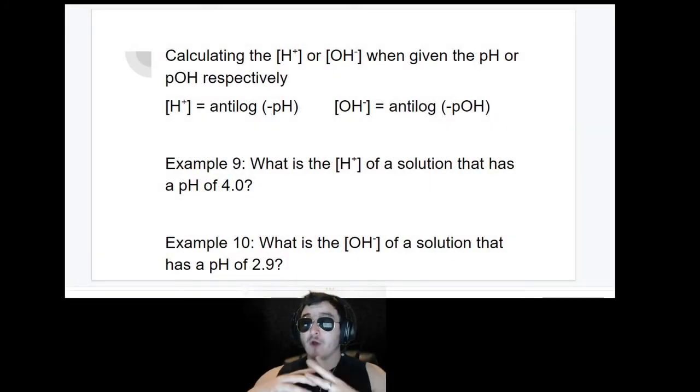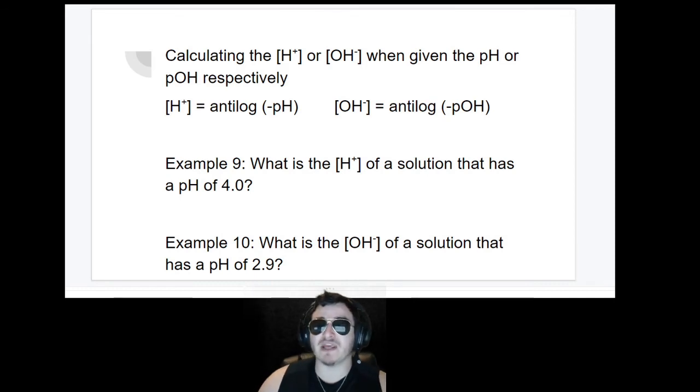So now, what if we want to go backwards? What if they give us the pH or the pOH of a solution, and we need to find the concentrations of the H plus or the hydroxide ions? Well, there is a way to do it in our calculator. So let's look back at our equations.